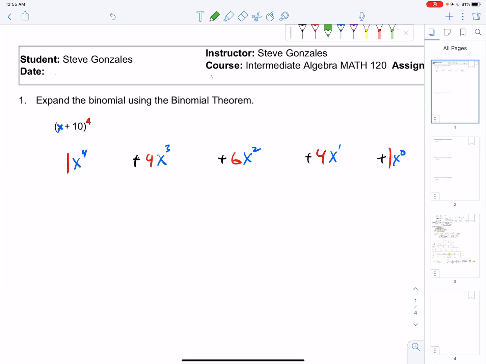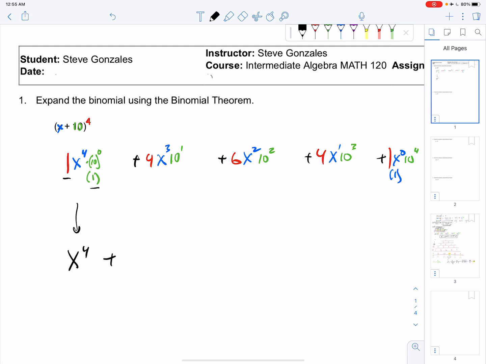Then I take my next term, 10. Well, this is going to be times 10 to the 0, 10 to the 1st, 10 to the 2nd, 10 to the 3rd, and 10 to the 4th. Now, expanding this out, of course, we know that this is just going to be 1, and we know that this x to the 0 is going to be 1. So this first term is 1 times x to the fourth. This is just x to the fourth is what this becomes.